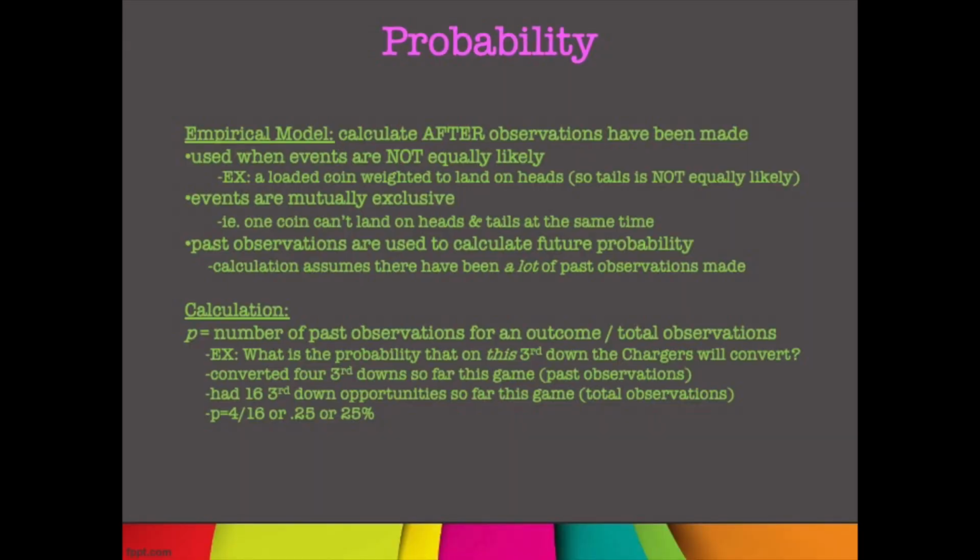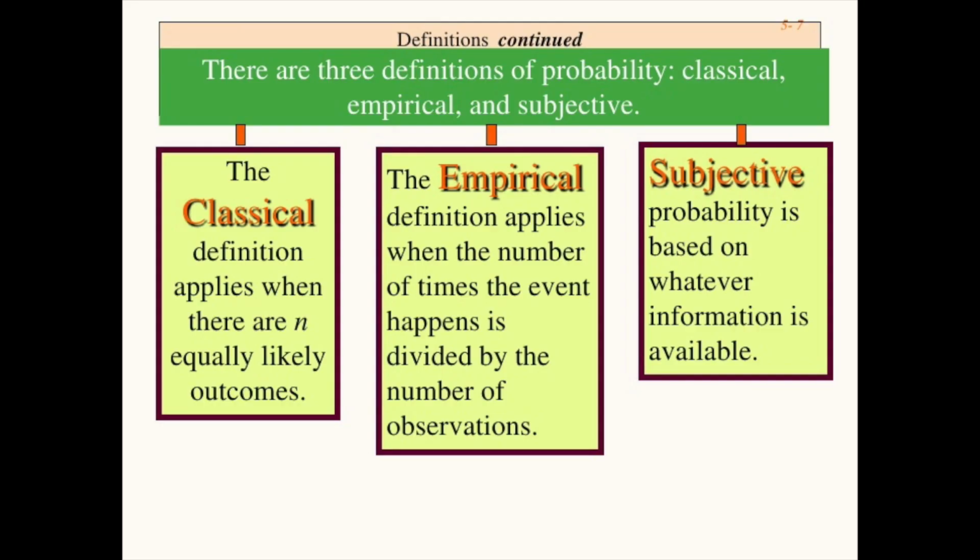Let's say you used a loaded coin, and so it was weighted to land on heads. Like, let's just say you're a little cheater, you're a little con artist, and you're using a loaded coin, and it's weighted to land on heads. If that were the case, then the events would not be equally likely. It's not equally likely that it's going to land on tails as many times as heads if it's a weighted coin.